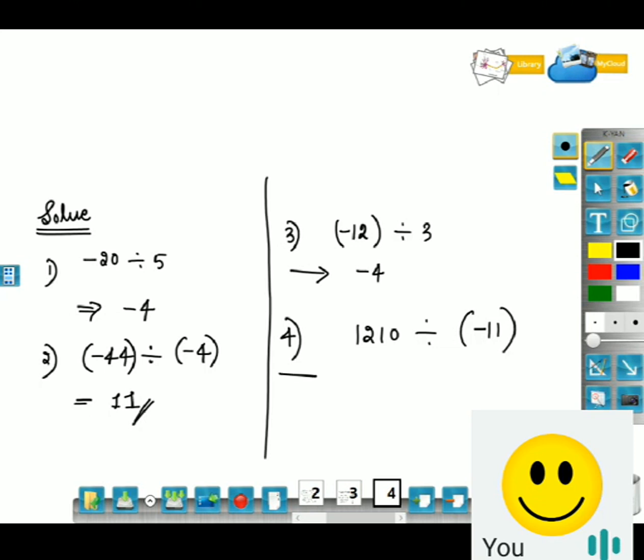So it will be how much? Minus 110. Okay, so there are a few questions in your chapter regarding division of integers.